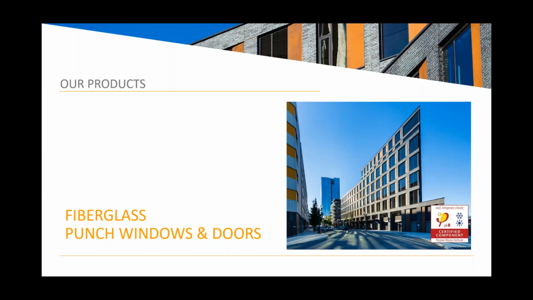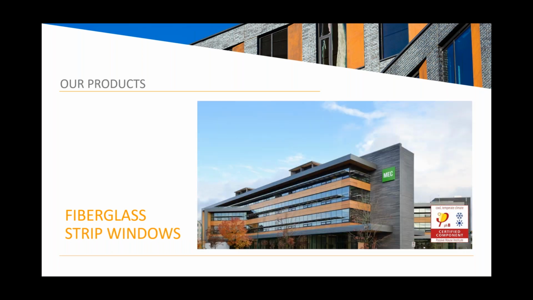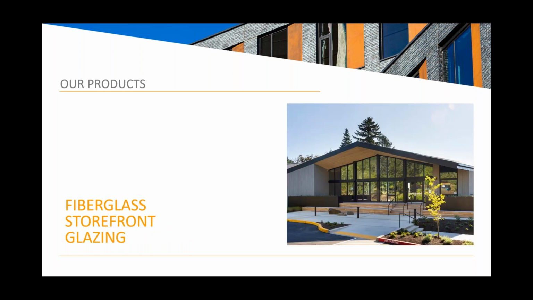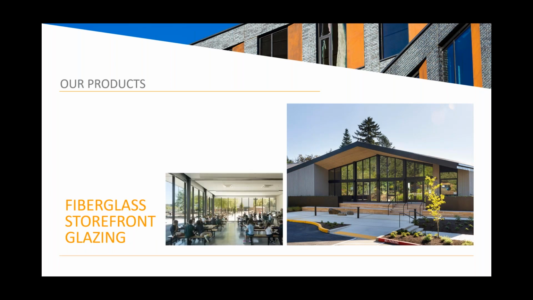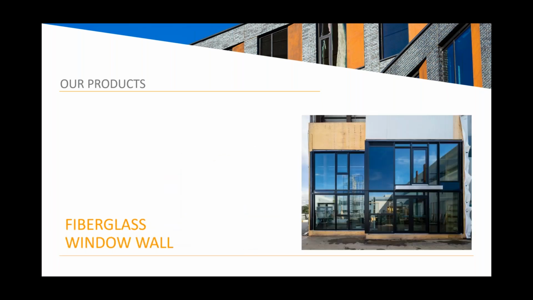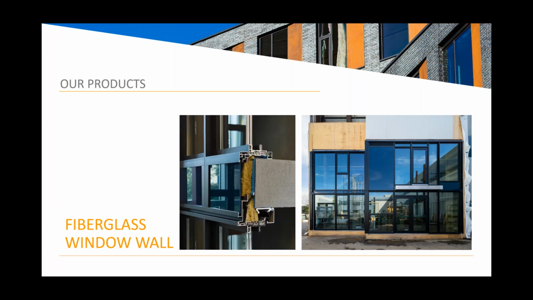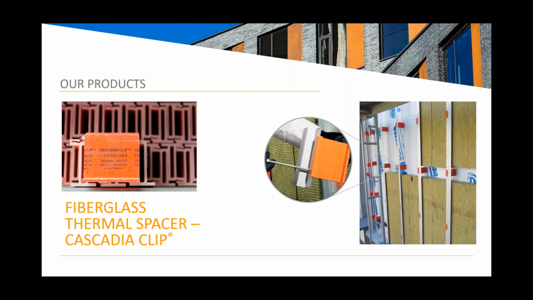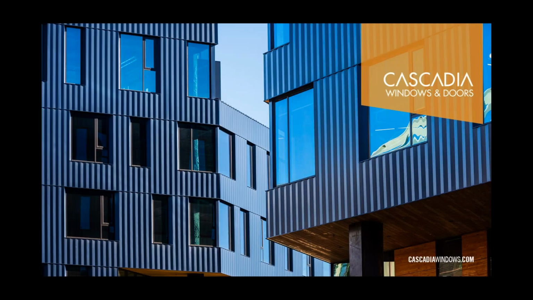So finally, again, a reminder of the Cascadia offerings. We've got the fiberglass punch windows and doors. We've got fiberglass strip windows, fiberglass storefront glazing, and fiberglass window wall, the commercial fiberglass option with the slab bypass shown there with insulation behind. And then finally, the thermally improved cladding attachment system, the Cascadia clip, used there with exterior insulation for those high-performing walls to be used with high-performing windows and that high-performing building envelope.